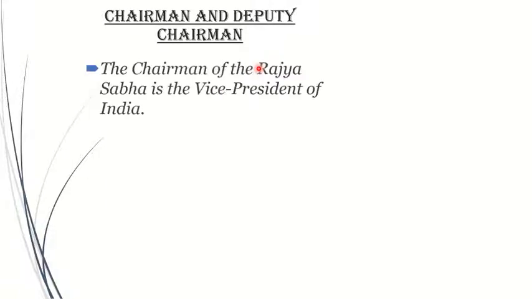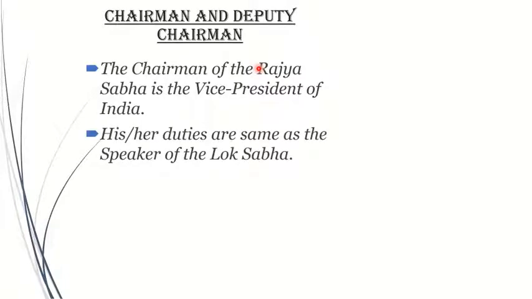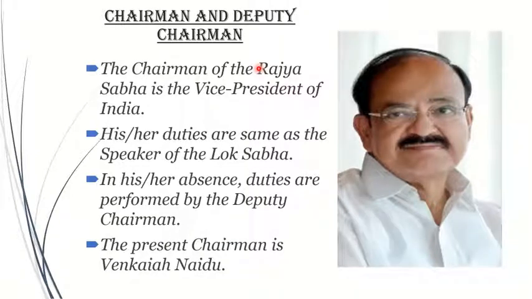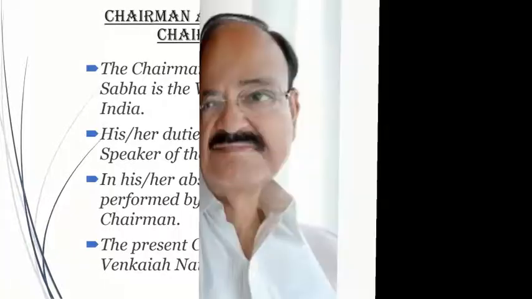Now, the chairman and the deputy chairman. We've seen for the Lok Sabha we have a speaker and a deputy speaker, who is Mr. Om Birla currently. While here, the chairman of the Rajya Sabha is the vice president of India. His or her duties are the same as the speaker of Lok Sabha. In his or her absence, the duties are performed by the deputy chairman. And the present chairman is Mr. Venkaiah Naidu, who is a vice president also.